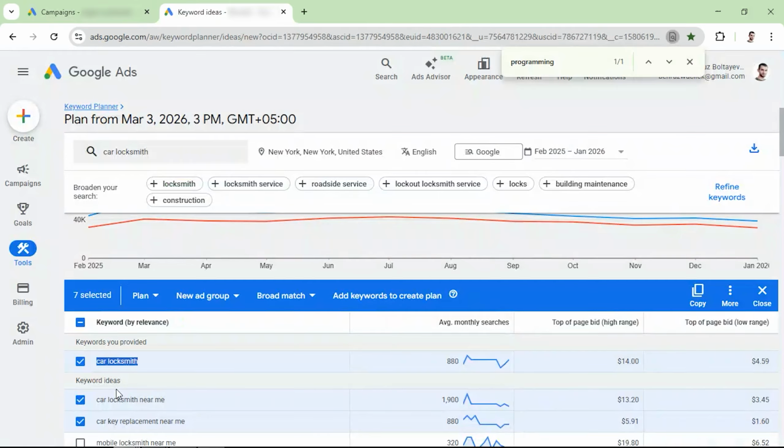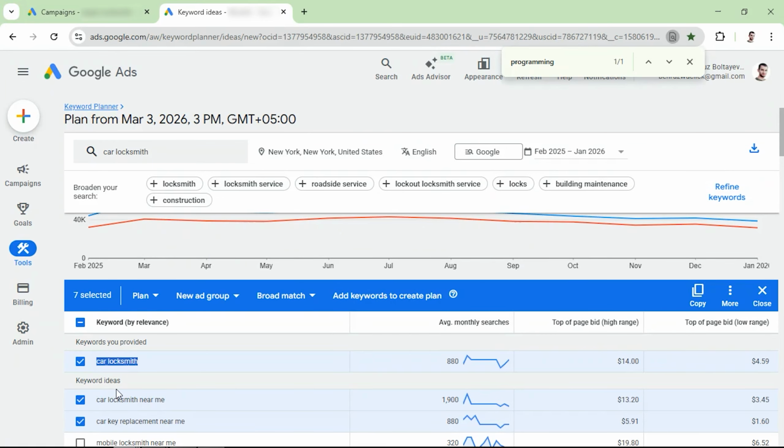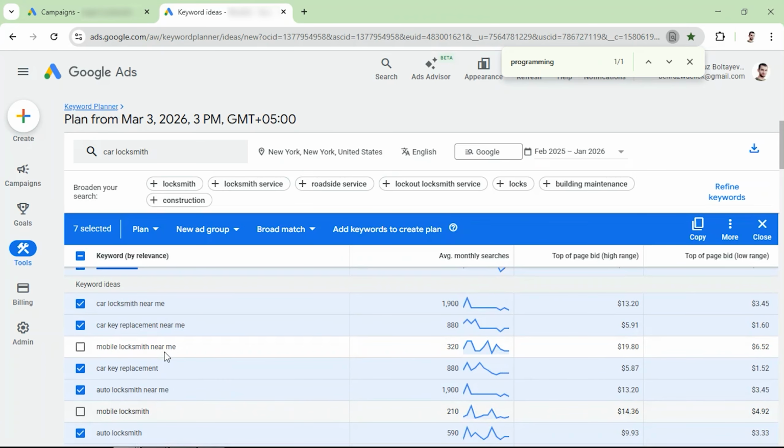And one keyword or a small number of keywords might not get most of the traffic. The next thing on our list: how to increase search volume in a specific service area. Let's say you have decided which service area you want to focus on. If you want to focus on car locksmith services, you can add the keywords which are relevant. I would not suggest you add a generic keyword such as locksmith or locksmith near me. If you're okay to lose some of your ad budget because of that mixed traffic, you can include locksmith, locksmith near me types of keywords.